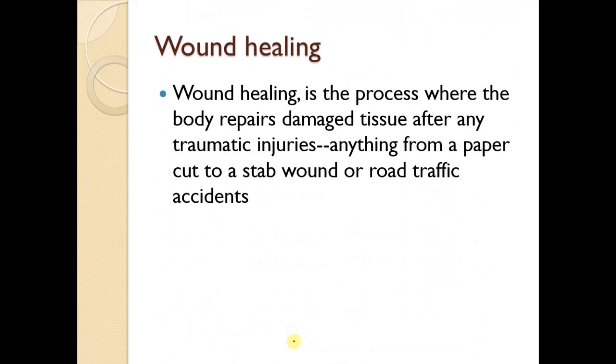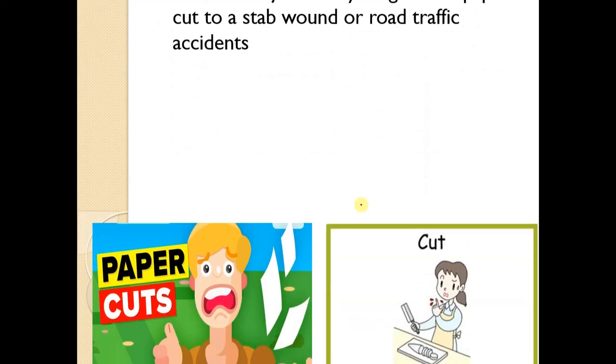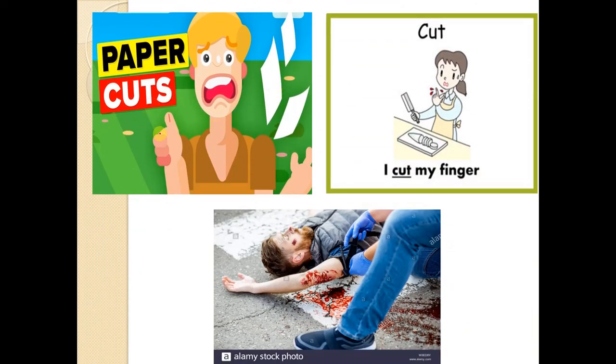First of all, we should understand what is meant by wound healing. Wound healing is the process by which the body tries to repair the damaged tissue after any kind of traumatic injury. And these traumatic injuries could be anything, like minor ones such as paper cuts, knife cuts, or major ones like proper stab wounds, or major wounds resulting from road traffic accidents.